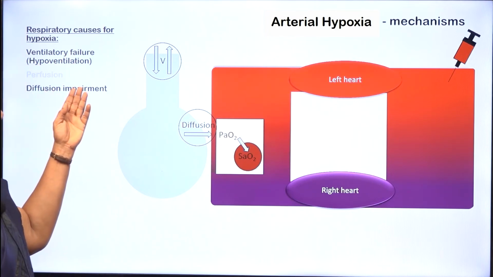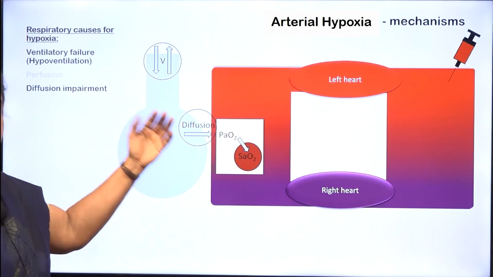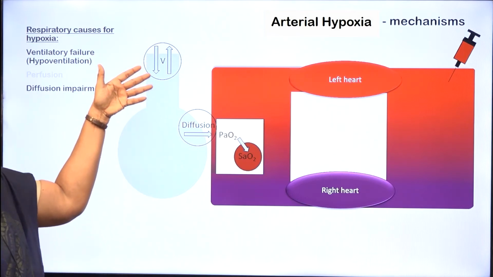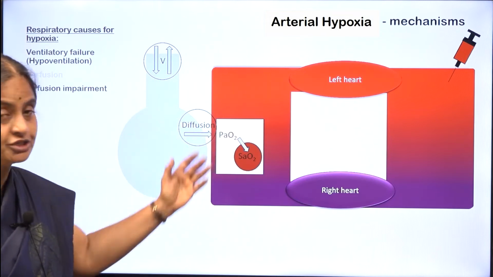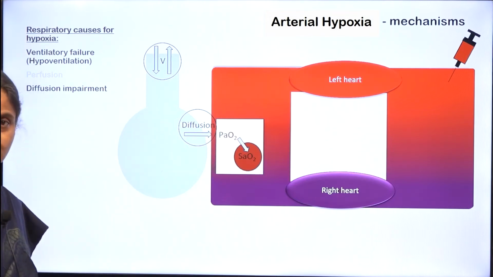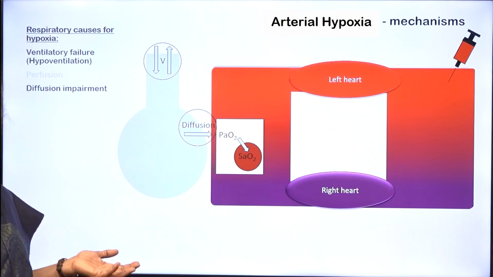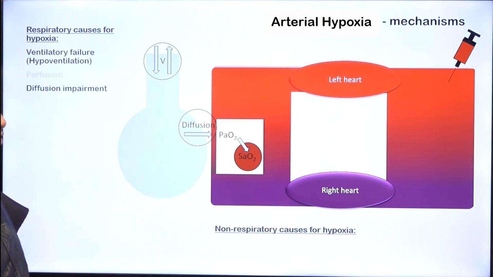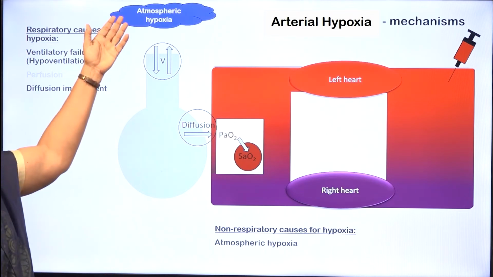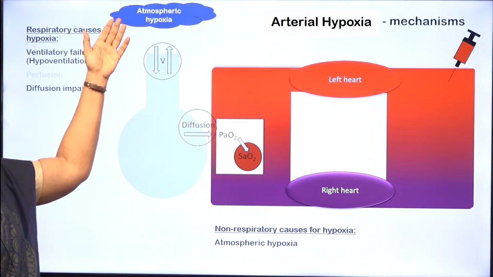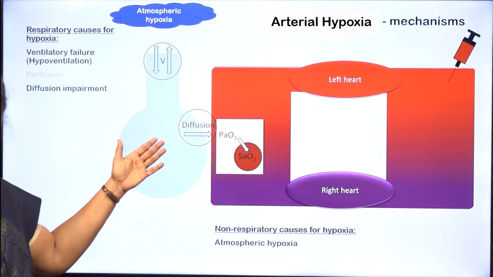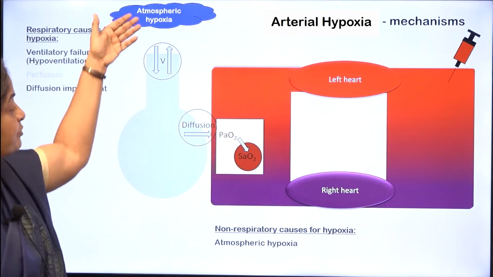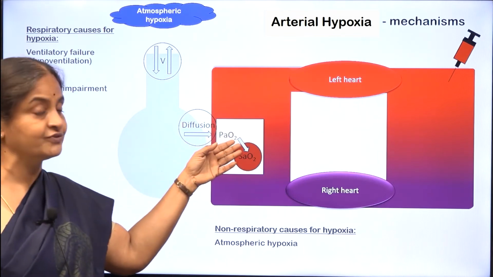Now, these can be listed as respiratory causes of hypoxia, where the problem is with the respiratory apparatus. It is not able to provide enough ventilation or diffusion is impaired. But there are some non-respiratory causes where there is no lung pathology or respiratory muscle pathology or a pathology in the rib cage. Those non-respiratory causes are two. One is atmospheric hypoxia. Like in high altitude, if there is less oxygen in the atmosphere, you will have less oxygen in the alveoli and therefore less oxygen in the arteries. Atmospheric hypoxia leads to alveolar hypoxia, which is the cause for the arterial hypoxia.